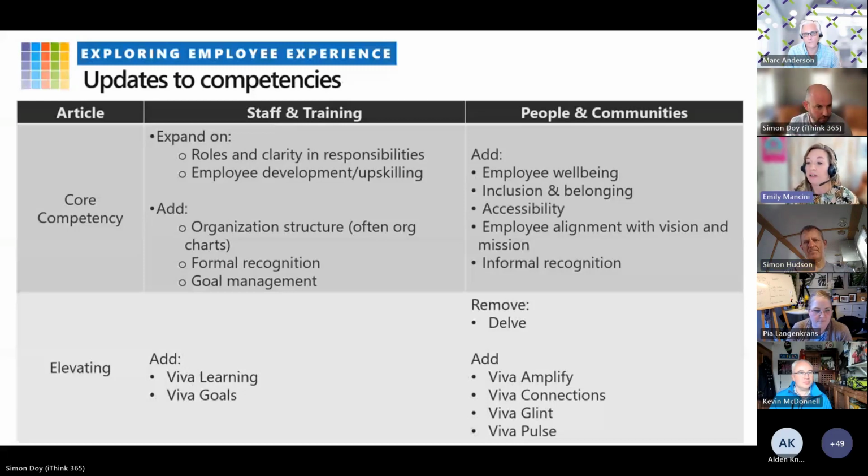And then again, that informal recognition. Simon Hudson, I see you have a hand. The people and communities, you're absolutely right. There's a bunch of stuff missing. And that's one of the things that's prompted Sharon and I to start working on the employee experience and engagement competency. It would be great to have a conversation with you offline, Emily, and see where we think the overlap is, whether it should be one competency or two or whatever. So when you've got some time to chat with us, that would be fantastic.